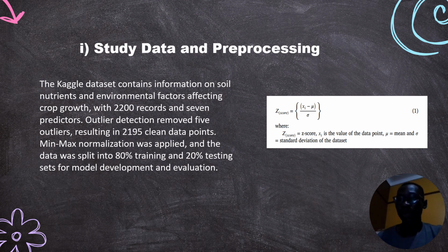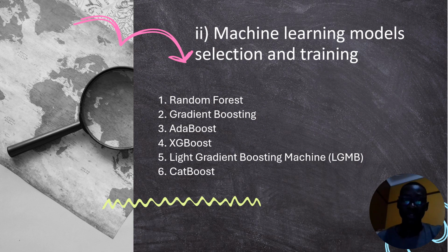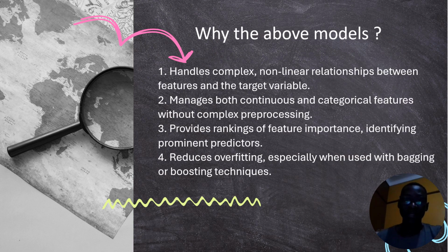So if we continue to the machine learning model selection and training, six machine learning models were selected to be used for this study. Amongst others are random forest, gradient boosting, AdaBoost, XGBoost, light gradient boosting machine, and then the CatBoost. So why were these ones chosen amongst all the others?